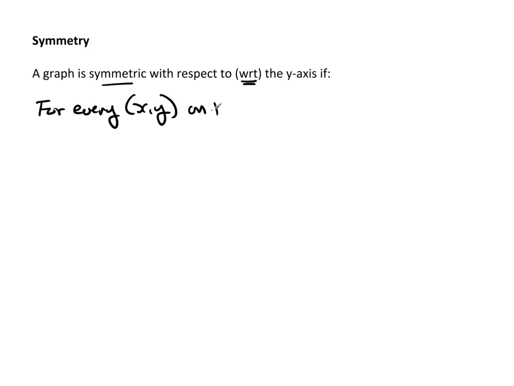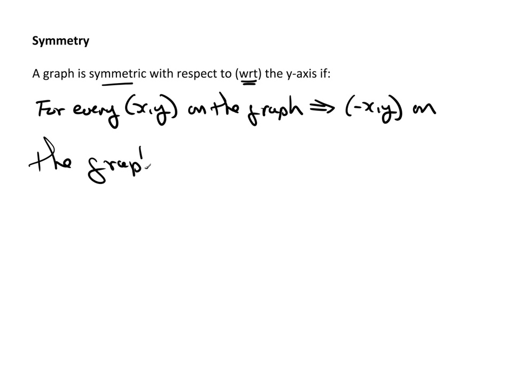So a graph is symmetric with respect to the y-axis if for every (x, y) on the graph, that implies that there exists a (negative x, y) on the graph. And if you draw a quick picture, that really makes a lot of sense.